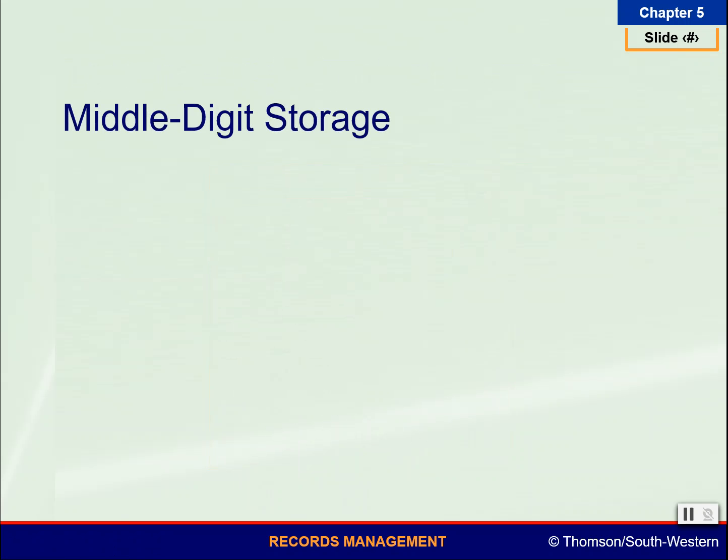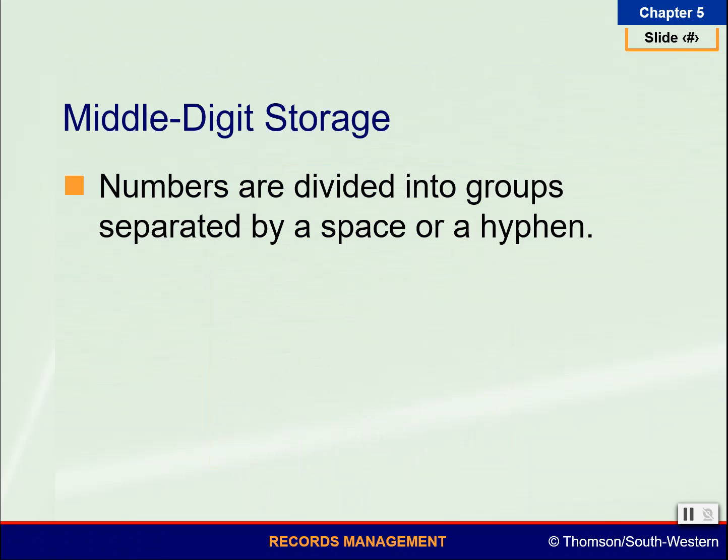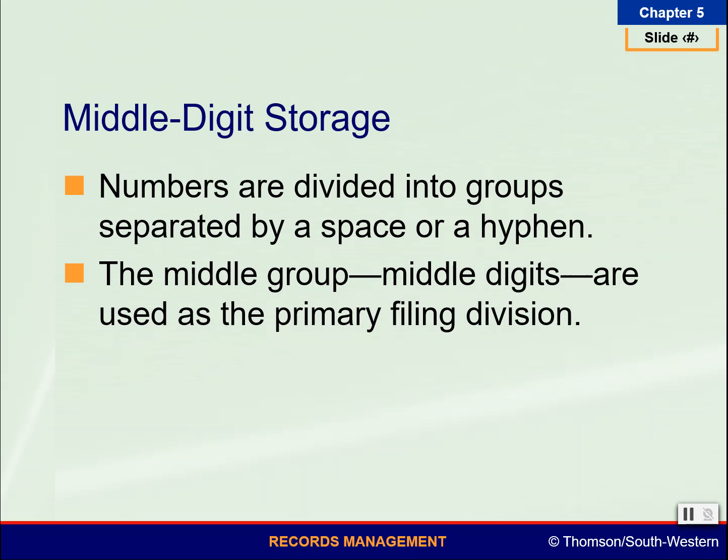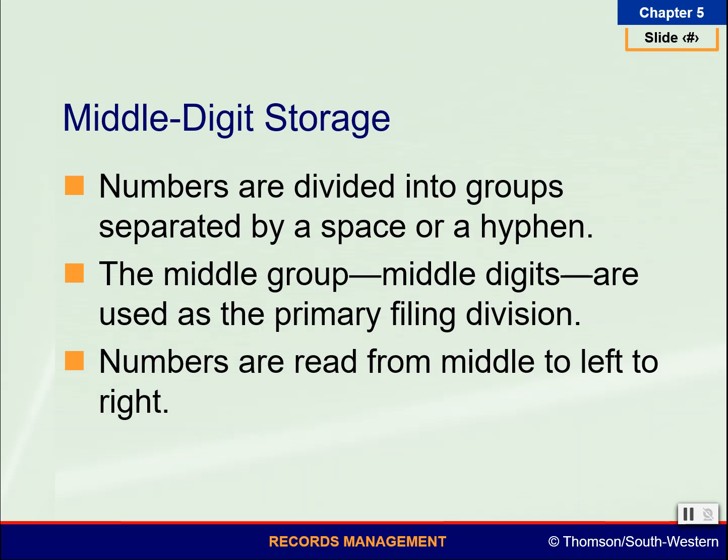Now, we are going to proceed to the middle digit storage. Numbers again are divided into groups separated by a space or a hyphen, the same thing as the terminal digit number. But the middle digits are used as the primary filing division, compared to the terminal, where the last 2 or 3 digits are the primary filing division. So numbers are read from the middle to the left, then to the right.